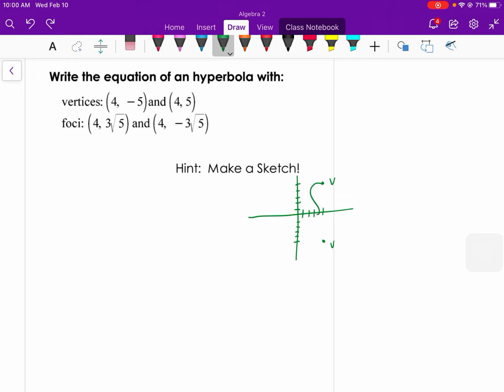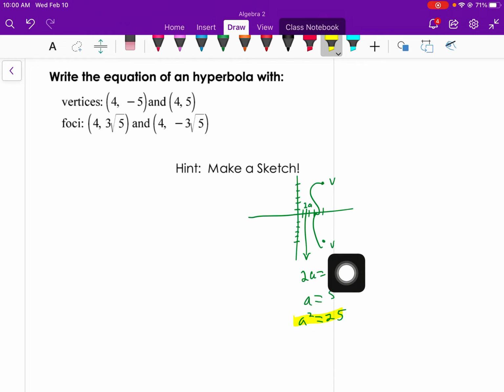Vertex. Just like with the ellipse, that total distance from vertex to vertex is going to be 2a. So 2a, I'm going to do that down here. 2a equals, that total distance is going to be 5 plus another 5. So 2a equals 10. So then a equals 5. So a squared equals 25.